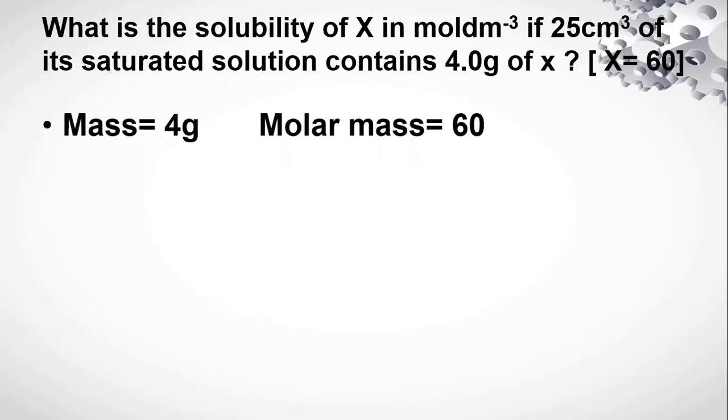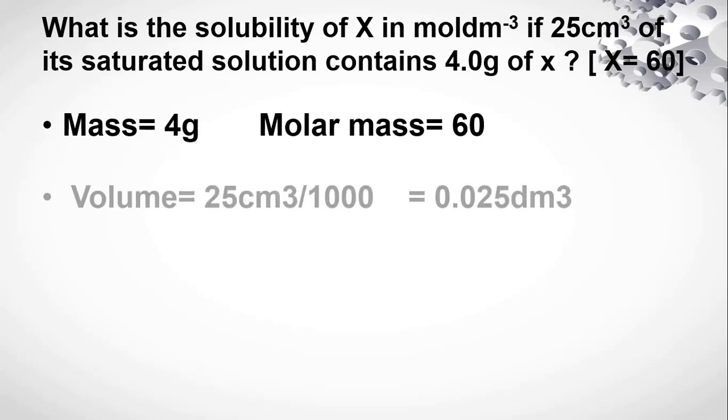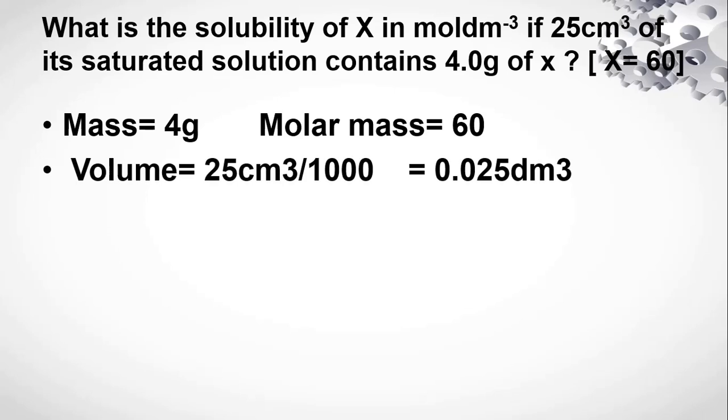The first thing you need to do is to bring out your information. In the question, we have our mass to be 4 gram and our molar mass to be 60. The volume given to us is 25 centimeter cube, and we need to divide it by 1000 in order to change it back to decimeter cube.